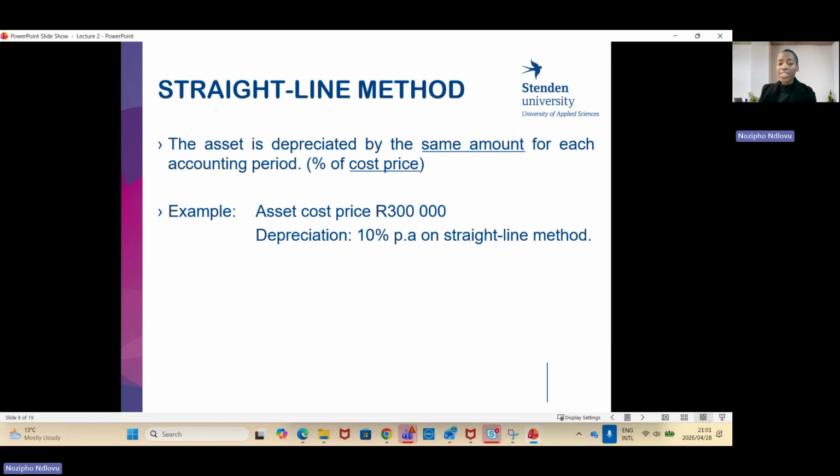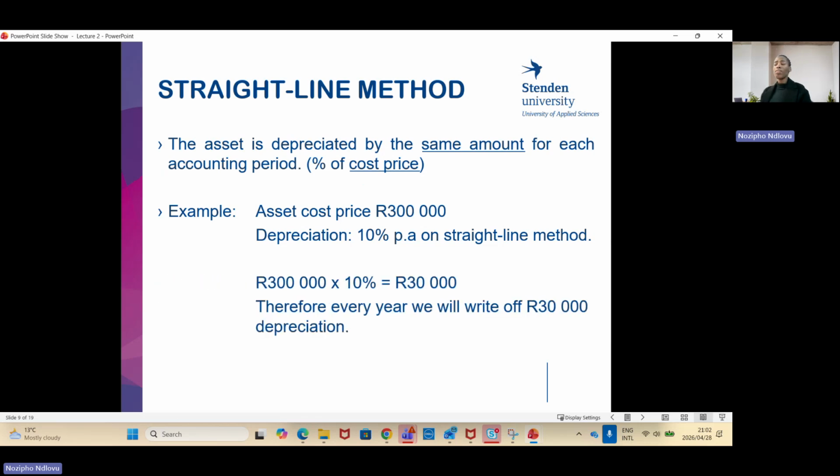An example, an asset costs 300,000, the price. It depreciates 10% per annum on a straight line method. So if I ask you to calculate the depreciation of this particular item, then you will say 300,000, which is the original price, multiplied by 10% to get that it depreciates by 30,000 rand. But because we're using a straight line method, it means for each and every year, this particular item will be losing value of 30,000 each and every year.